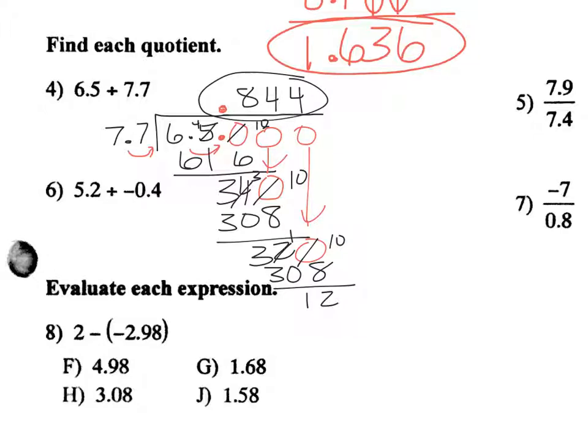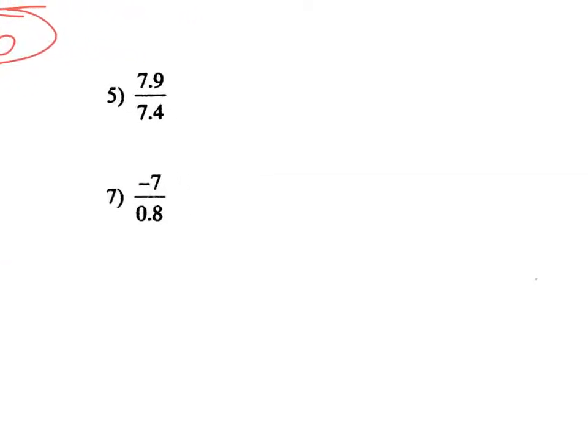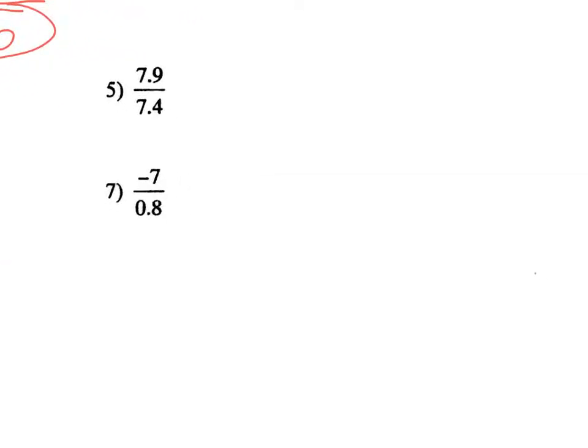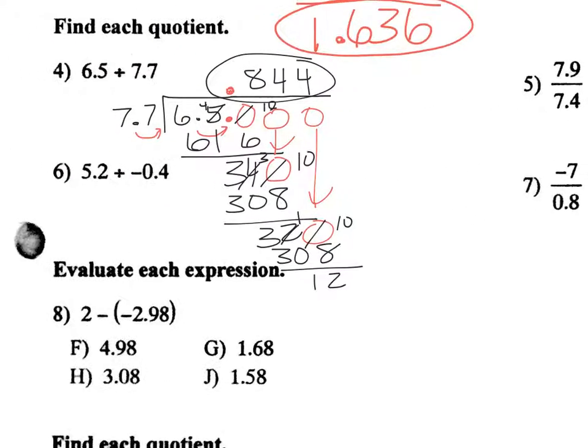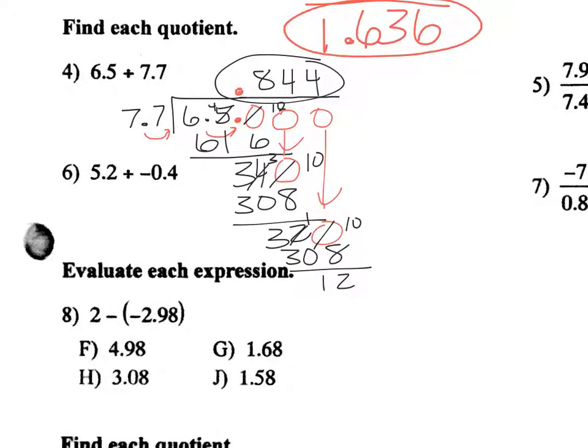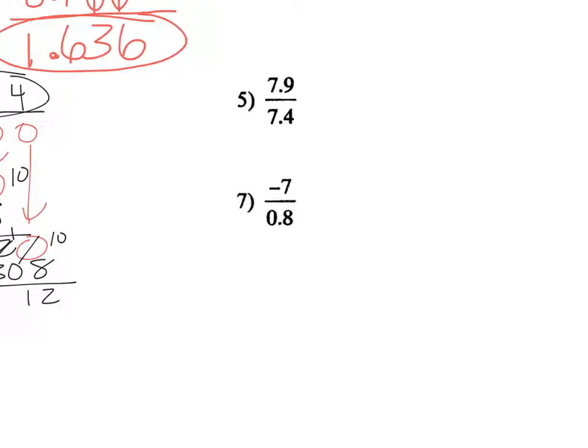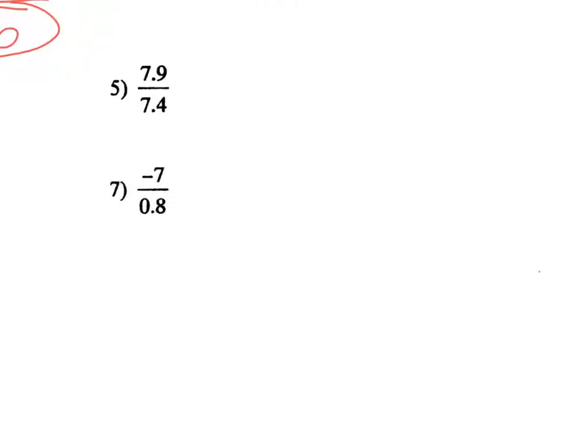All right, let's look at number 5. Number 5 is also a division problem, but in this case, our numerator is bigger than our denominator, so we should end up with an answer bigger than 1. Remember, 6.5 was less than 7.7, so we got an answer that was less than 1. So always pay attention. That should give you some help in terms of what type of answer you should get.